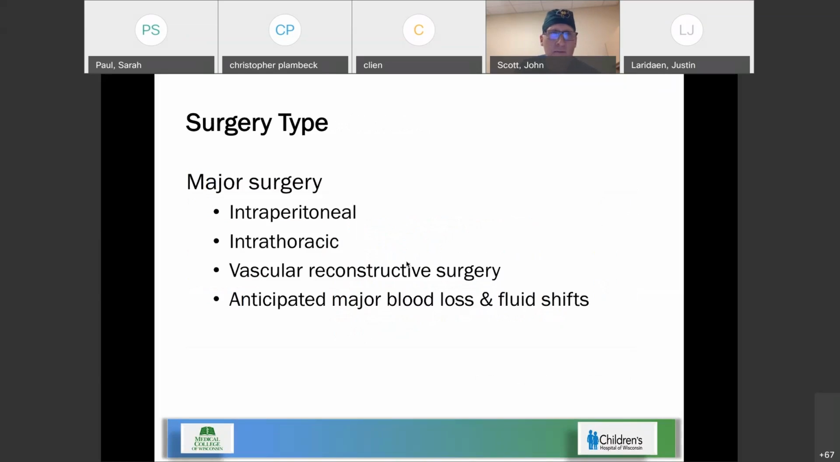Finally, we want to talk about surgery type when we get to the preoperative assessment. There are major surgeries that increase perioperative risk in congenital heart disease, and these are a brief summary: major intraperitoneal or intrathoracic procedures, large vascular reconstructive surgeries, and any procedure where you expect major blood loss and fluid shifts.